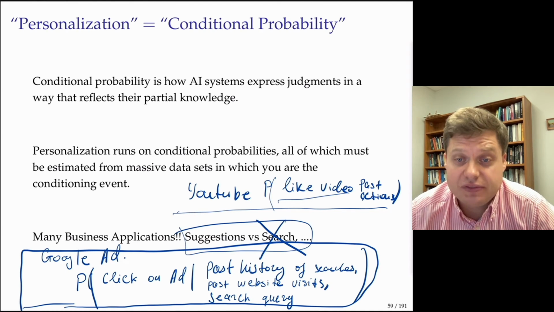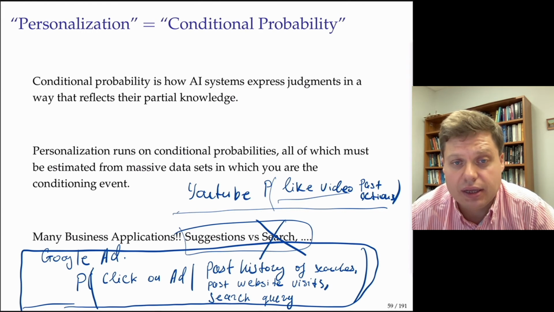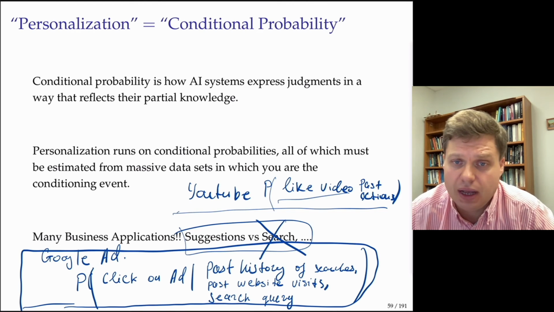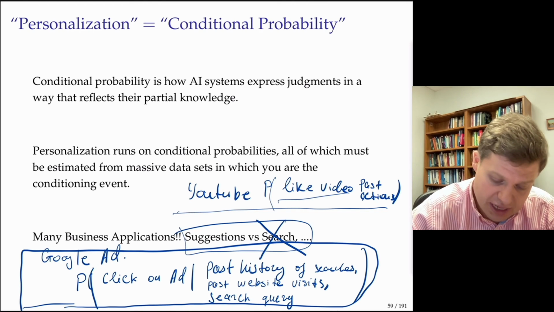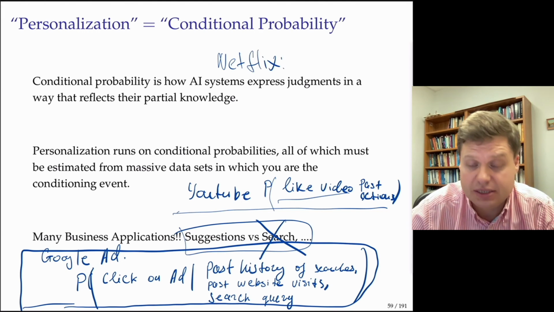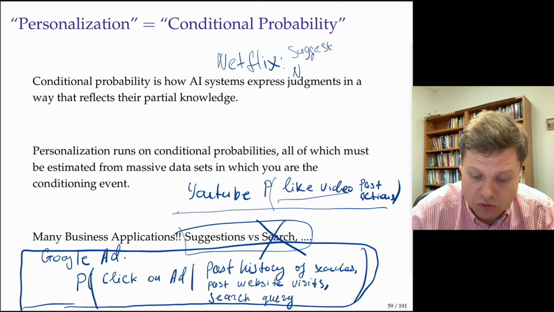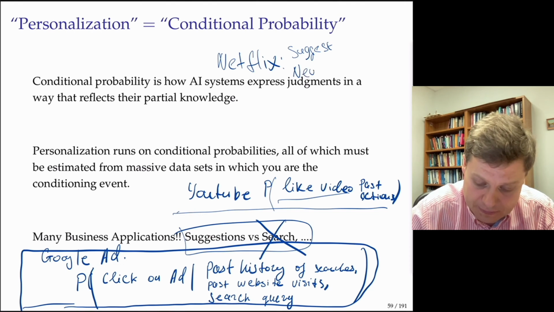So this suggestion versus search is the result of these modern AI systems. They can do those types of predictions, and there are many business applications to that. And another famous one, of course, is Netflix. Netflix uses this not only to suggest movies to you. Netflix, of course, has the suggestions also, but Netflix uses it to make new content.